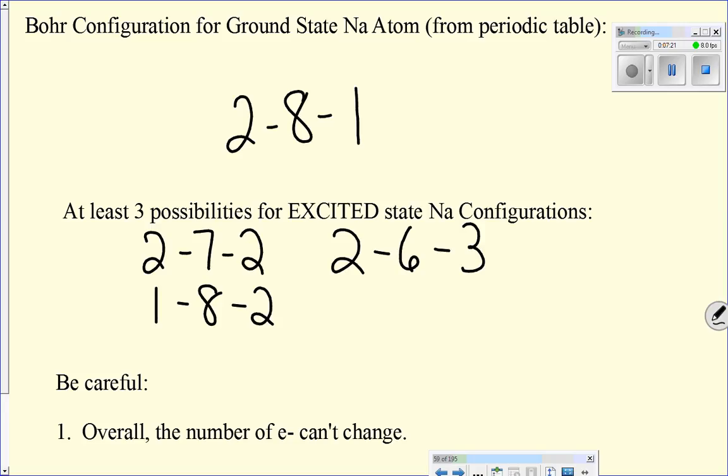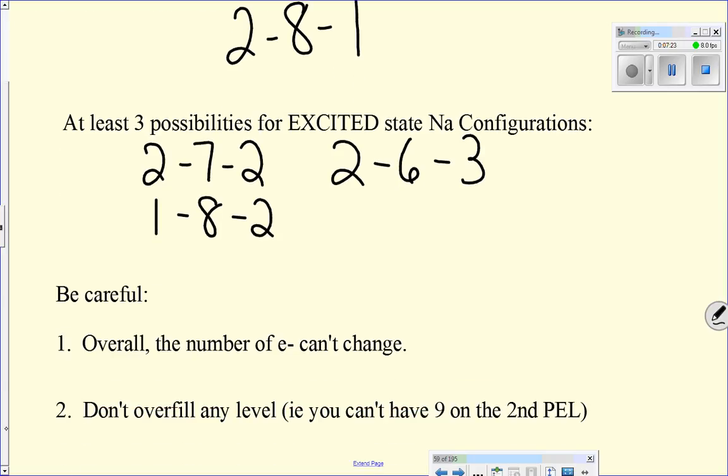Remember, overall we have to be careful. We should always have 11 electrons, and we can't overfill any PEL. It's especially important with the second one, because it's really easy to plop 9 electrons in there. Don't do that. So I like to keep it simple and just take one from the second ring and move it to the outside ring. If you wanted to get crazy on this one, you can do 2-6-2-1. You can do some other different stuff. You can have 1-1-1, but it's easy to make mistakes, so be careful.